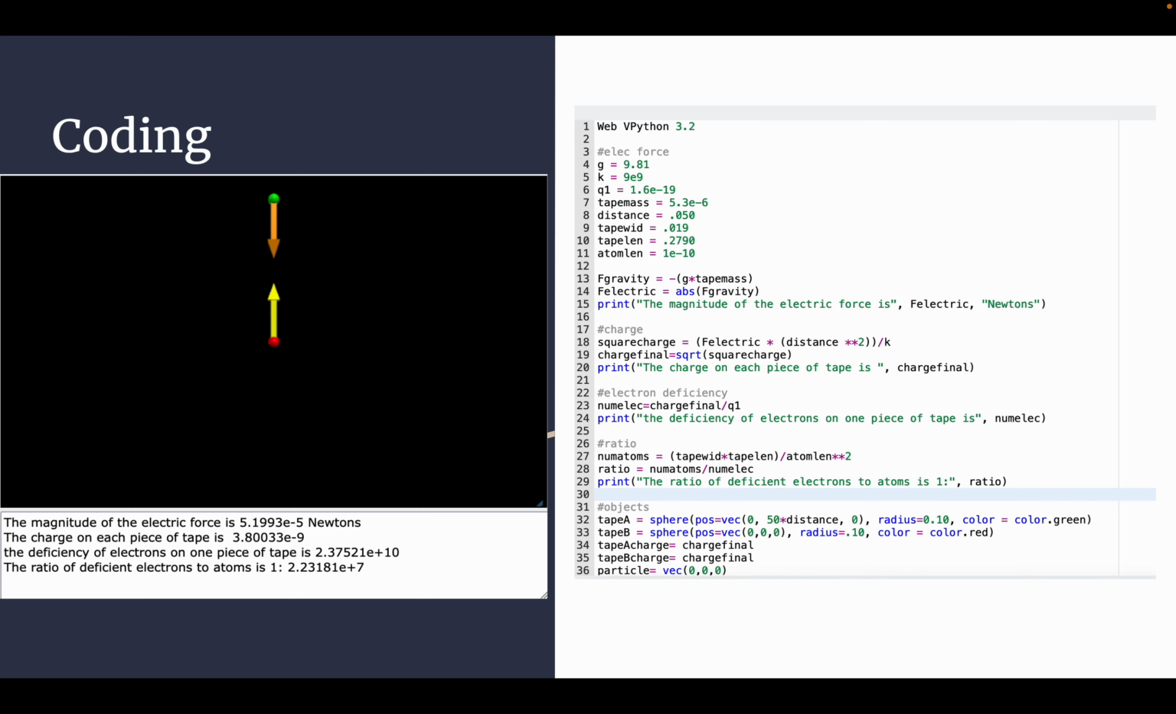Here is the example of some of the calculations that I was talking about. On the left are the results, and on the right are all the different actual calculations. You can see the gravity constant, Coulomb's constant, Q1 of the electrons, mass of the tape, distance, all of those things, and then the electric and gravitational force calculations, the charge calculations, the electron deficiency, and the ratio calculation. And then I also initialized the objects in that little area below the ratio.